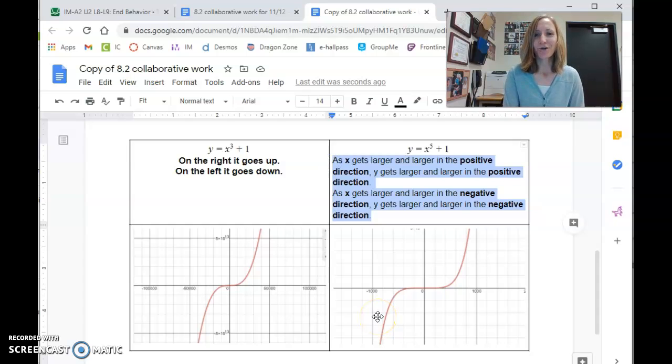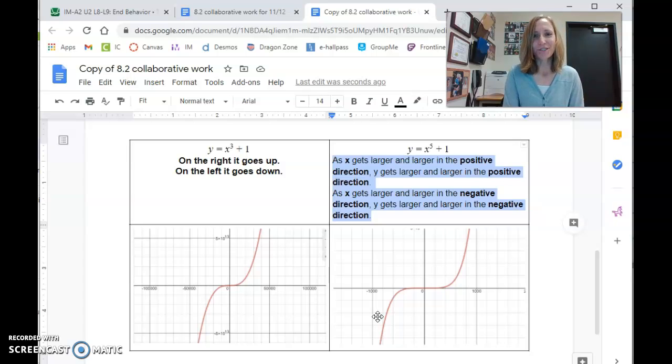As x gets larger and larger in the positive direction, on the right side, y gets larger and larger in the positive direction. It goes up. And as x gets larger and larger in the negative direction, the left side, y gets larger and larger in the negative direction. It goes down.